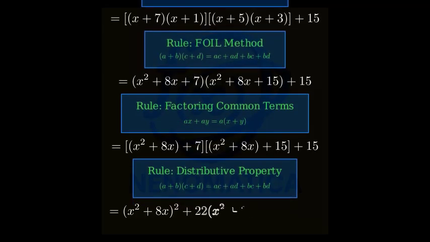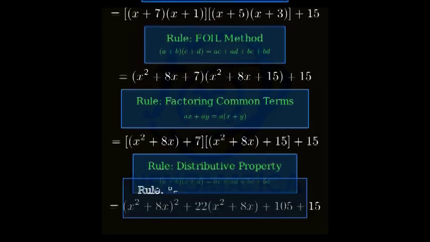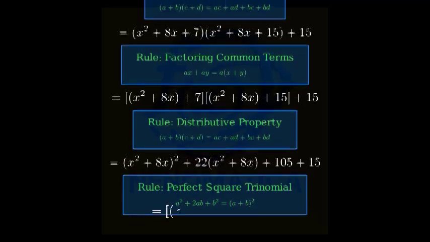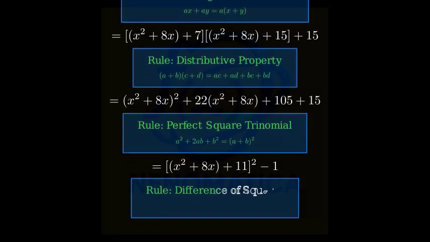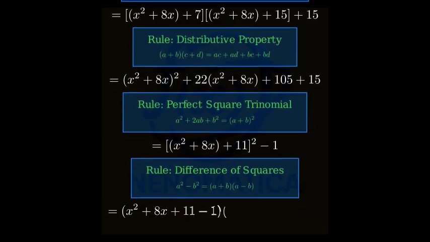Let's continue simplifying our expression. We'll factor the expression to get a perfect square trinomial form. Now, we'll apply the difference of squares formula to factor our expression. The difference of squares formula allows us to factor a squared minus b squared as (a plus b)(a minus b).